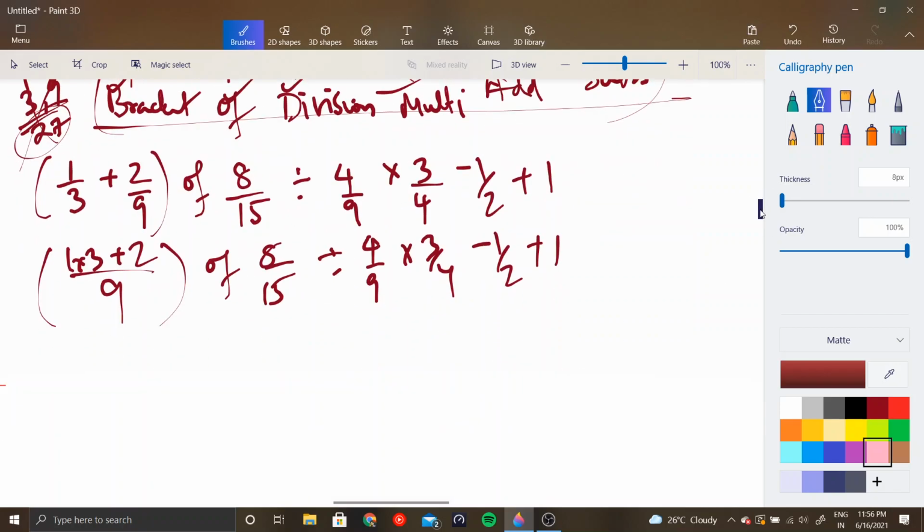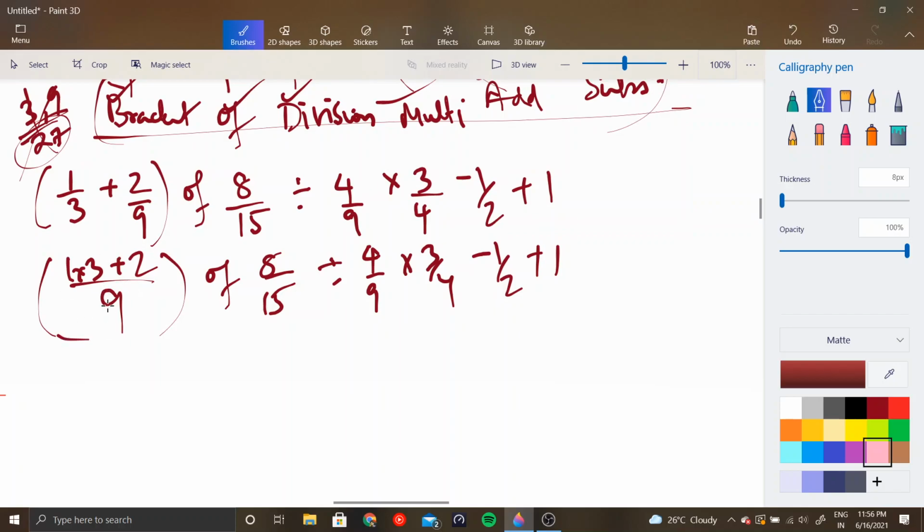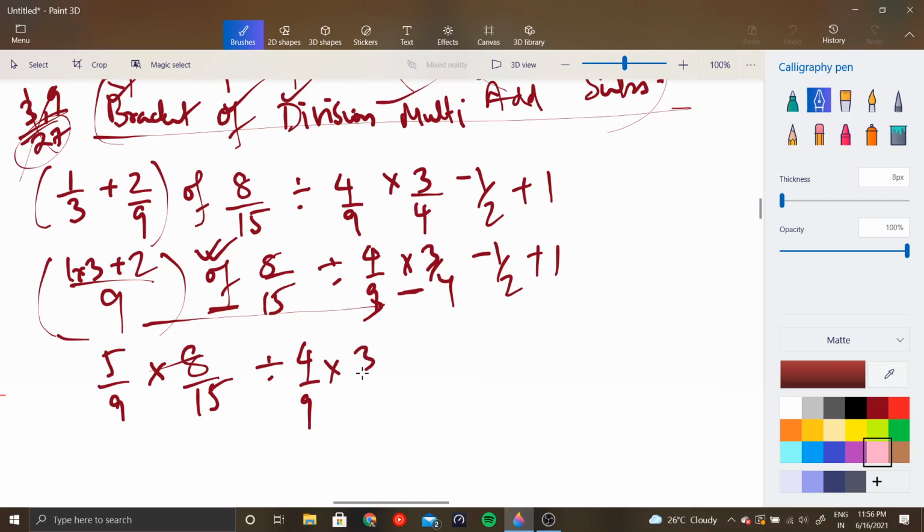Keep it this way. Okay. This computation is not yet over. This is basically 5 by 9 of. Now this is the difference between "of" and multiplication. If you have an "of" and if you have a multiplication, always proceed left to right. That's the point. Always proceed left to right. And when you have an "of" and when you have a multiplication, first prioritize this "of". So of 8 by 15, right, divided by 4 by 9 into 3 by 4 minus half plus 1, right?